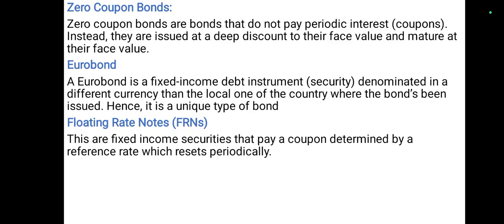Next we have floating rate notes. Floating rate notes are fixed income bearing securities that pay a coupon. Coupon is nothing but interest determined by a reference rate. So periodically, for example monthly, they will fix some interest on the securities, and they will get the income. So that is floating rate notes.